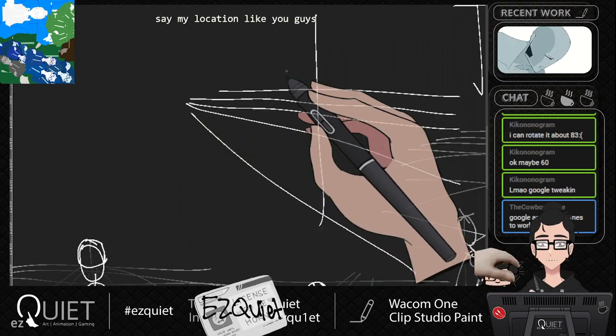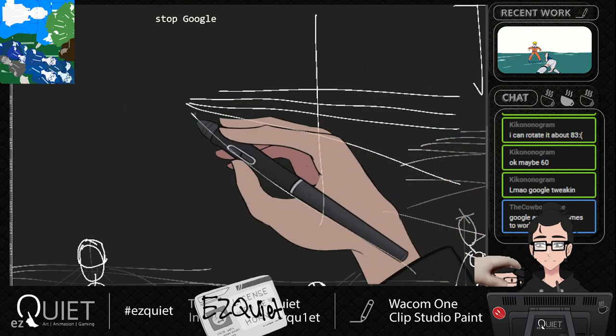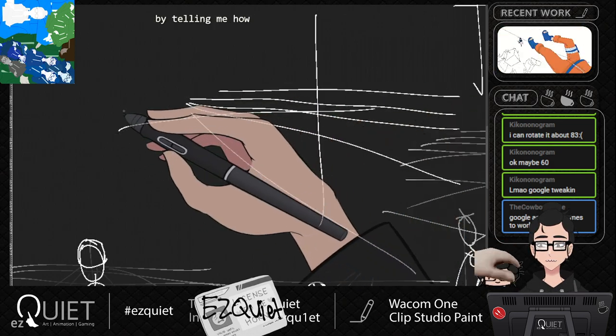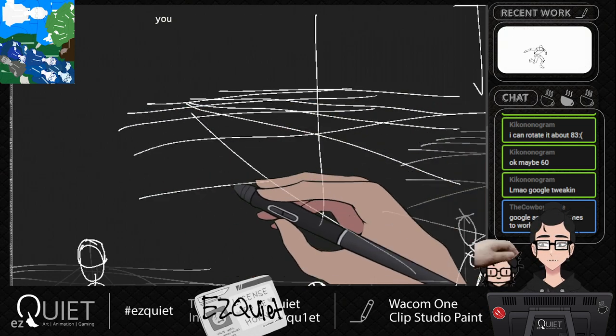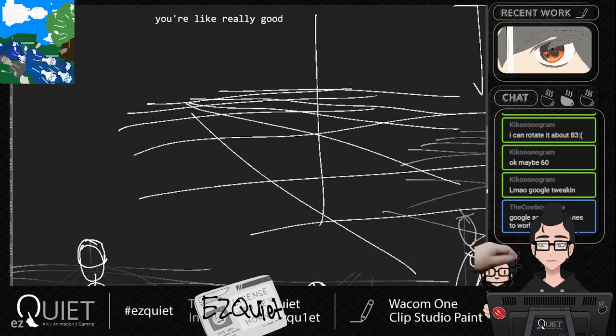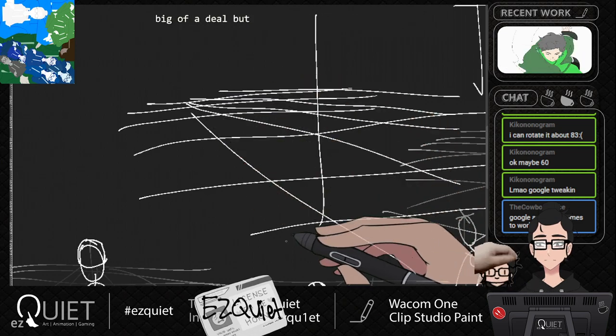Like you guys, I stopped Google Assistant. There was a reason I was in a rush to stop Google Assistant when it started talking about Canada, because it was doxing my location by telling me how far Canada is from my location. Now, it was thousands of miles, so you probably wouldn't have guessed. Unless you're really good at math, and you guys know I'm in LA anyway. So it's not that big of a deal. But still, it's Google.